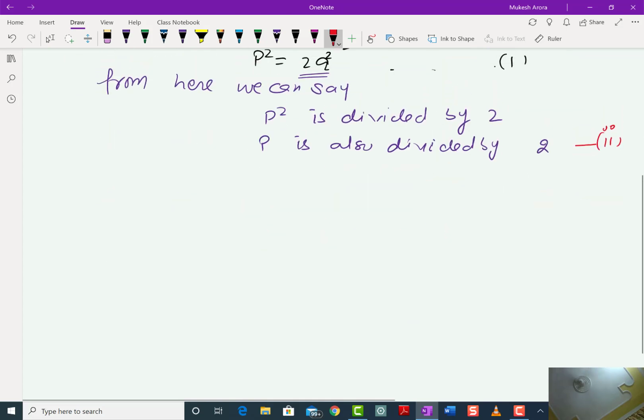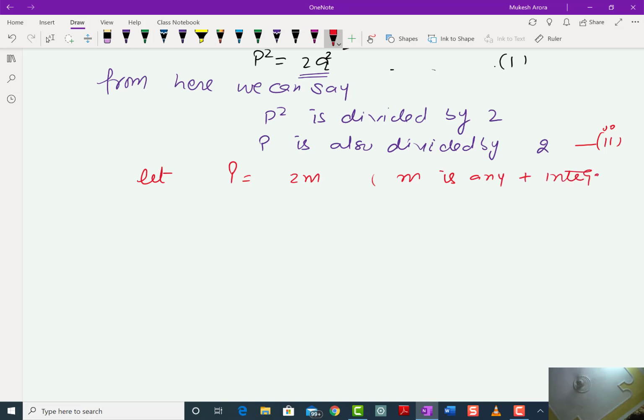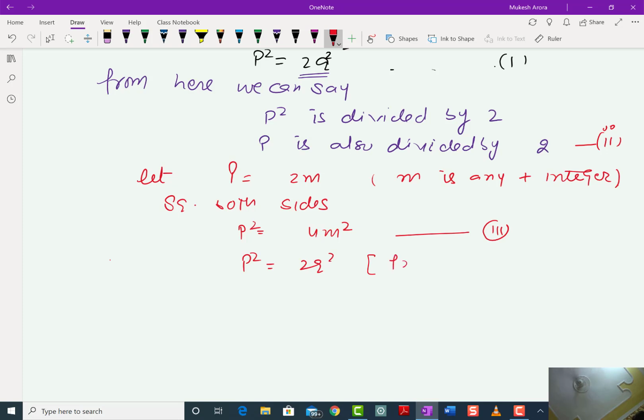Now as we know that p is divisible by 2, that means p is a multiple of 2. We assume let p is equal to 2m, where m is any positive integer. Squaring both sides, that means p square is equal to 4m square, this is 3. p square is 2q square from 1. If we compare them, that means 2q square is equal to 4m square, so q square is equal to 2m square.